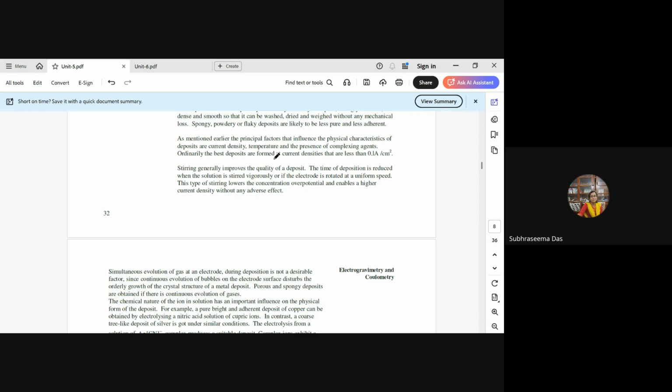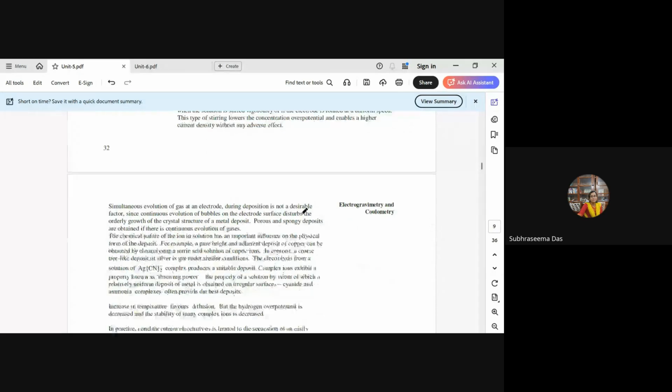The time of deposition is reduced when the solution is stirred vigorously or if the electrode is rotated at a uniform speed. This type of stirring lowers the concentration over potential and enables a higher current density without any adverse effect.